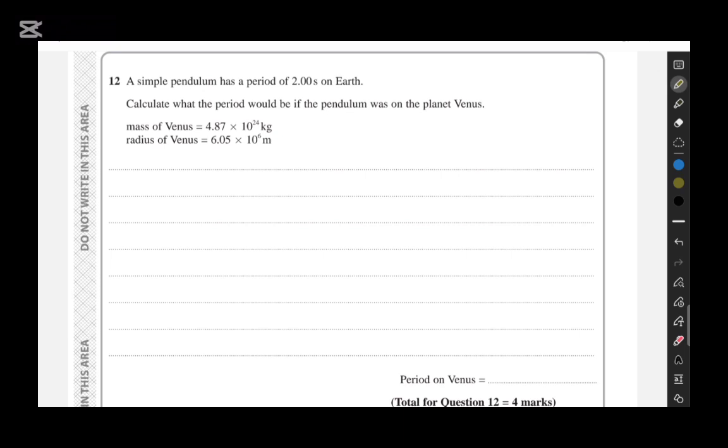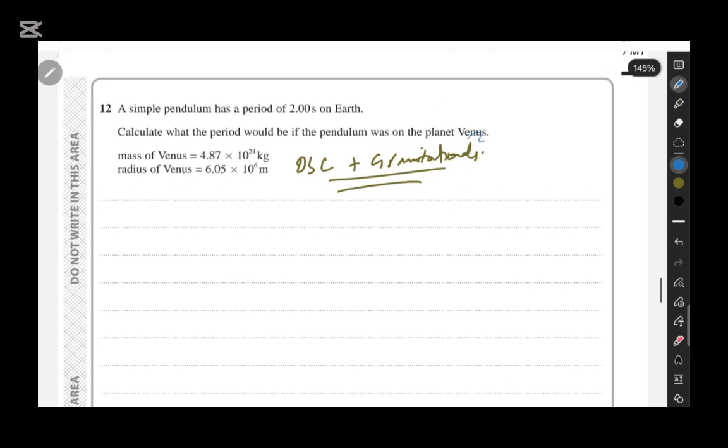Okay, welcome back to another exam walkthrough. We have here a question that is kind of a combination of oscillation plus gravitational fields. So we have a combination of both of these. I'm going to put it in the gravitational field playlist.